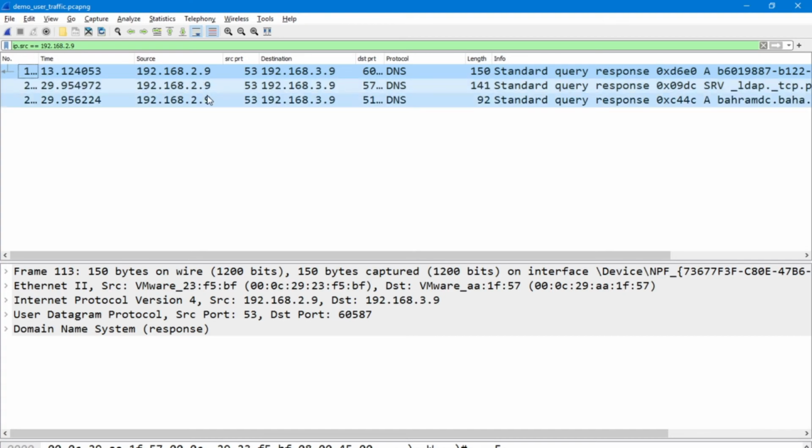2.9 is a high probability that it's a server that's dedicated to DNS. It's doing the service of DNS, and our domain controller is using this server over here as its primary DNS server.